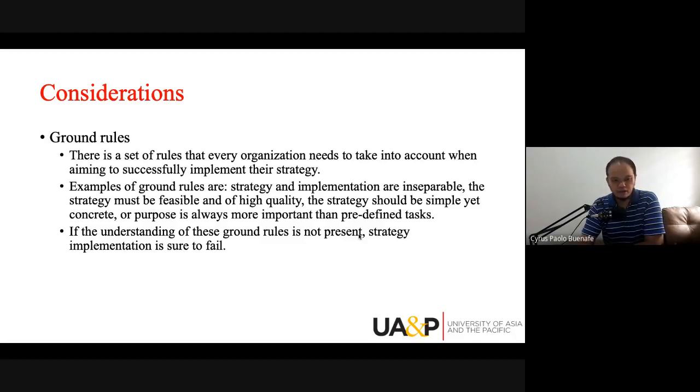Like perhaps in the U.S., it's more particular in the U.S. But things about discrimination. How sure are you that technology will not consciously or subconsciously marginalize, let's say, people of color, people of certain sexual orientations? How can you ensure that that technology will not alienate them or marginalize them? There are things like this. If the understanding of these ground rules is not present, then strategy implementation is sure to fail. So that's for ground rules, or norms.